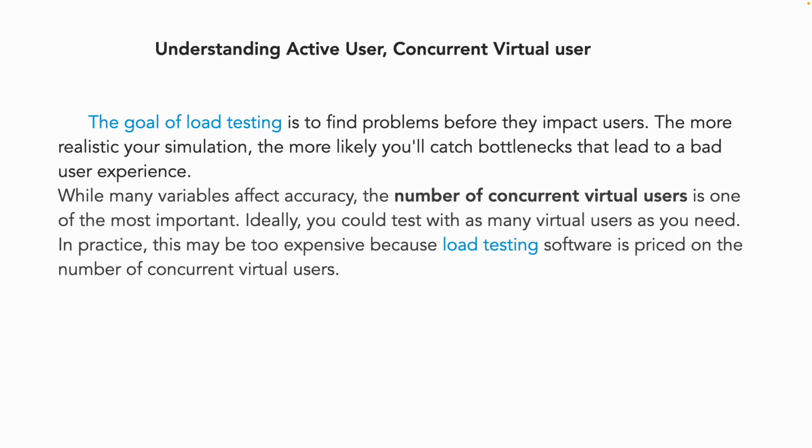Now this is also a very basic, very important concept: understand your active users, concurrent and virtual users. Most of the times we get confused. What is a virtual user? What is RPM? When should you use RPM? When should you use concurrent virtual users? I feel sometimes it's very confusing. So what is the exact thing?